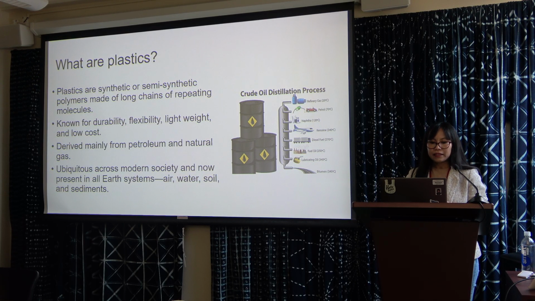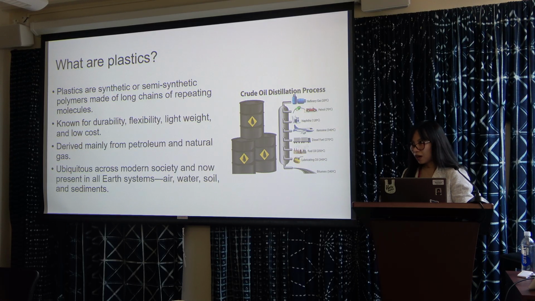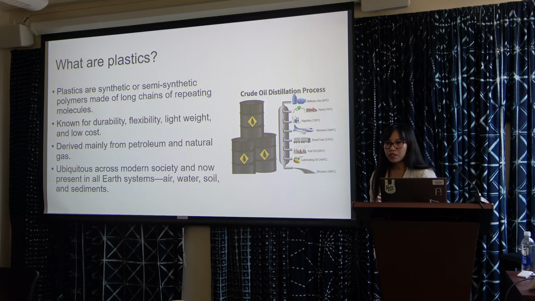But these plastics mainly derive from our natural resources, right? Petroleum and natural gas. So these materials across modern society are now present in our whole Earth system, including our air, our atmosphere, our water, surface water, groundwater, drinking water, and soil and sediment as well.